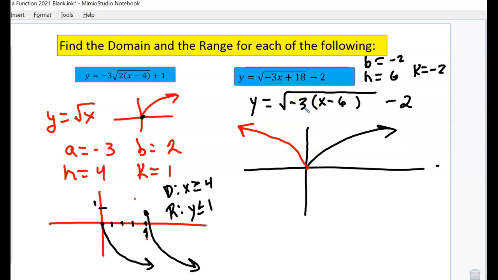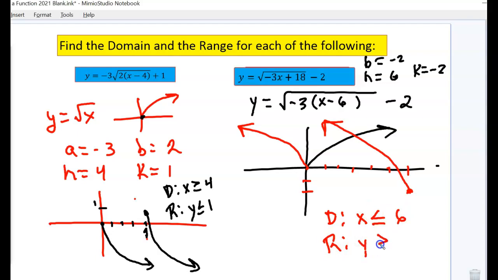Again, that doesn't affect the range or the domain. X minus 6 will move it 6 units to the right. And k being -2 will move it down here. So my graph is going to end up being something like that. So my domain is x is less than or equal to 6. And my range is y is greater than or equal to -2.